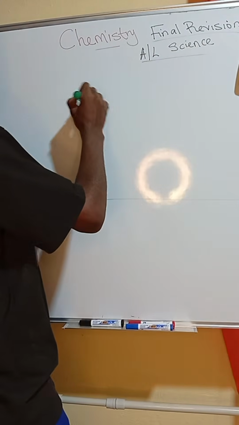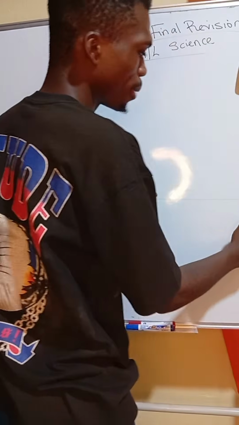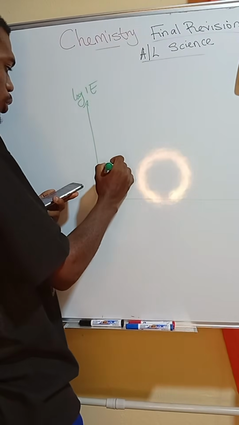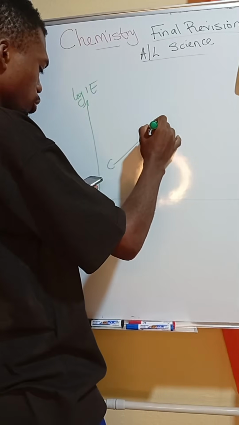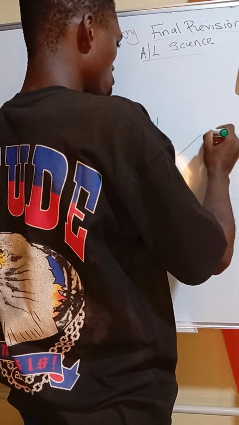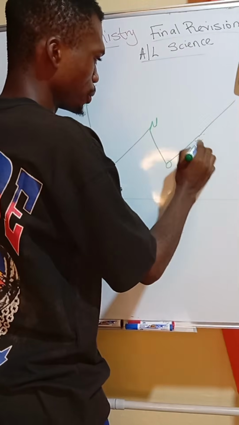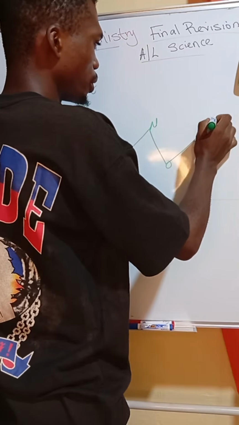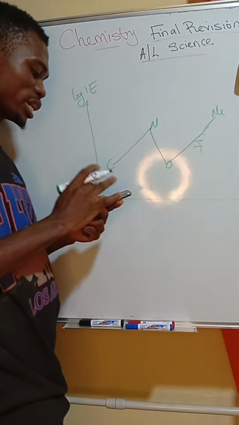This is how the sketch looked initially. We have log of ionization energy against atomic number Z. So we had carbon first, moving to nitrogen, coming down to oxygen, and then passing through fluorine to neon. Let me put it here, fluorine, neon, so that we have space. Now we just have to represent the next two.